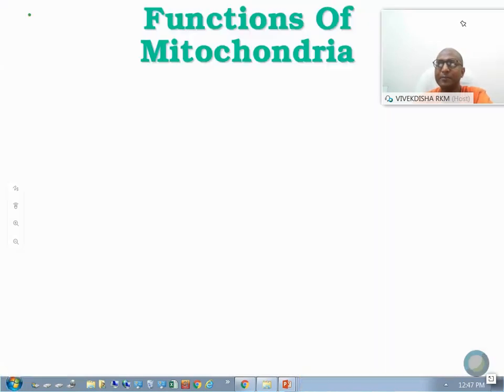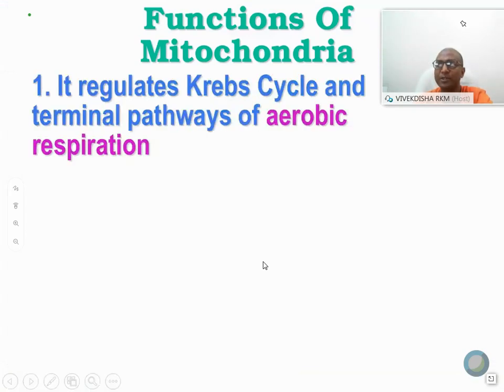So here energy can be produced. For the functions of mitochondria, we can mention two stages in aerobic respiration, as shown in the animation: the Krebs cycle and terminal pathways. So it regulates the Krebs cycle and terminal pathways, also known as the electron transport chain, in abbreviated form ETC. These are the steps generally performed in the mitochondria.